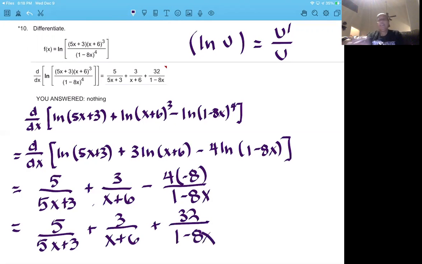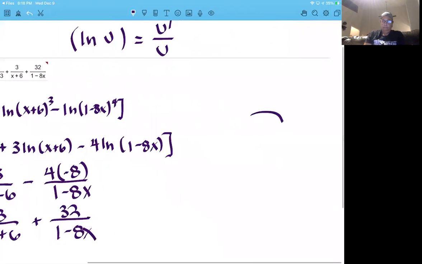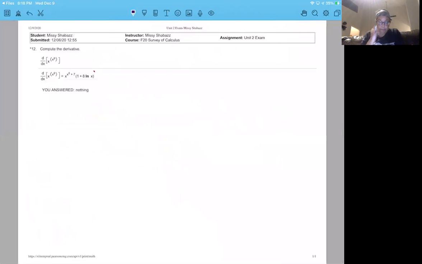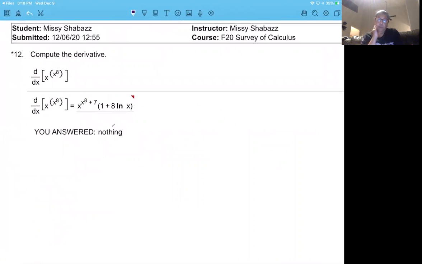All right, and that's a lot easier than quotient rule, product rule, chain rule. All right. Next question. Compute the derivative. And this is another one that you should use logarithmic differentiation.